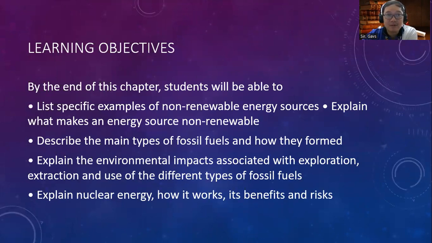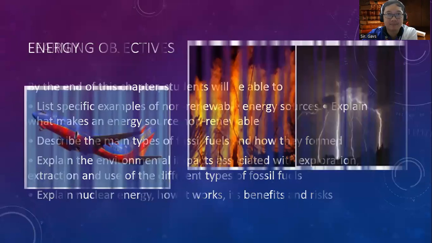And our learning objectives, by the end of this chapter, students will be able to list specific examples of non-renewable energy sources, explain what makes an energy source non-renewable, describe the main types of fossil fuels and how they are formed, explain the environmental impacts associated with exploration, extraction, and use of the different types of fossil fuels. And you will be able to explain nuclear energy, how it works, its benefits, and its risks.